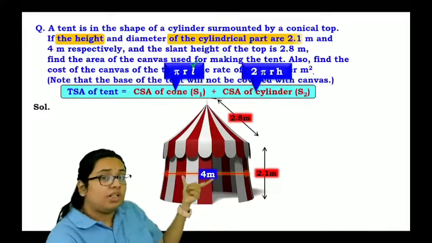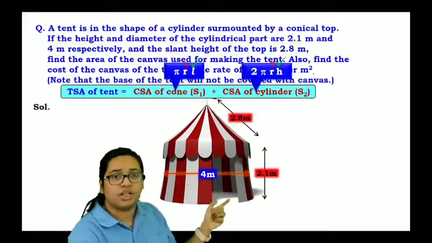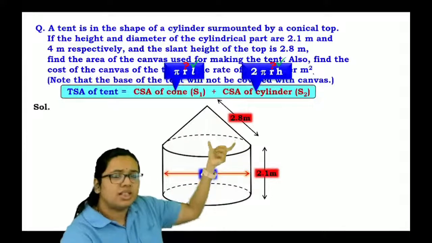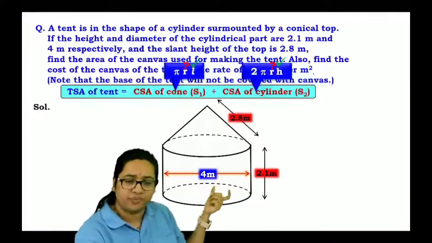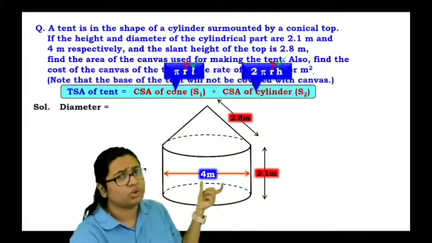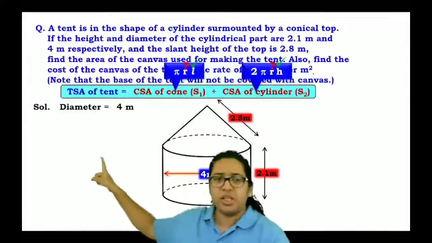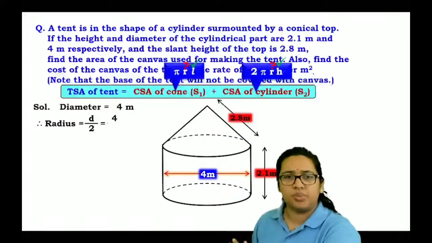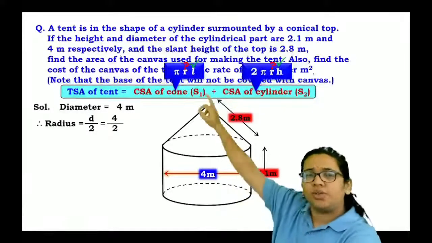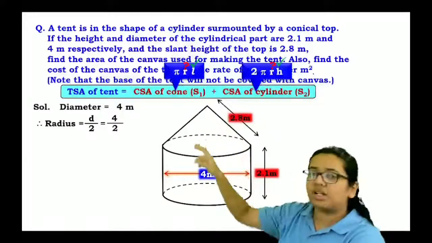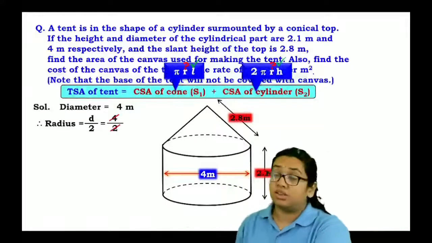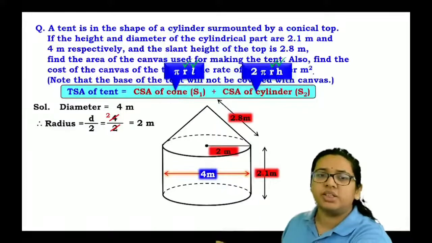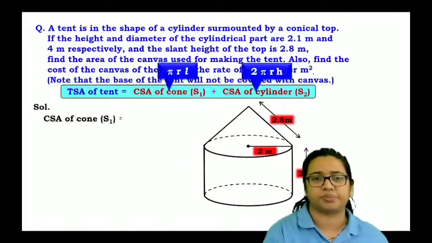You already have the value of the diameter, as the diameter is given to you. The radius is nothing but half of the diameter. So as the diameter is 4 meters, the radius will be half of it, which is 2 meters. Done up to this? Now you have all the values required for finding the curved surface area of the cone as well as the curved surface area of the cylinder. So we'll go through it now.